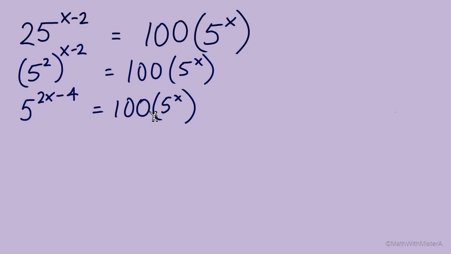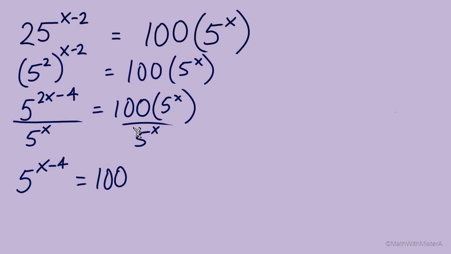What we'll do instead is think about collecting our terms with x on the same side. This is a 100 times 5 to the power of x. I'll divide both sides by 5 to the power of x. And now my terms with x are all on the left side. On the right side, those exponential expressions cancel. We're left with 100. What has occurred on the left side here?